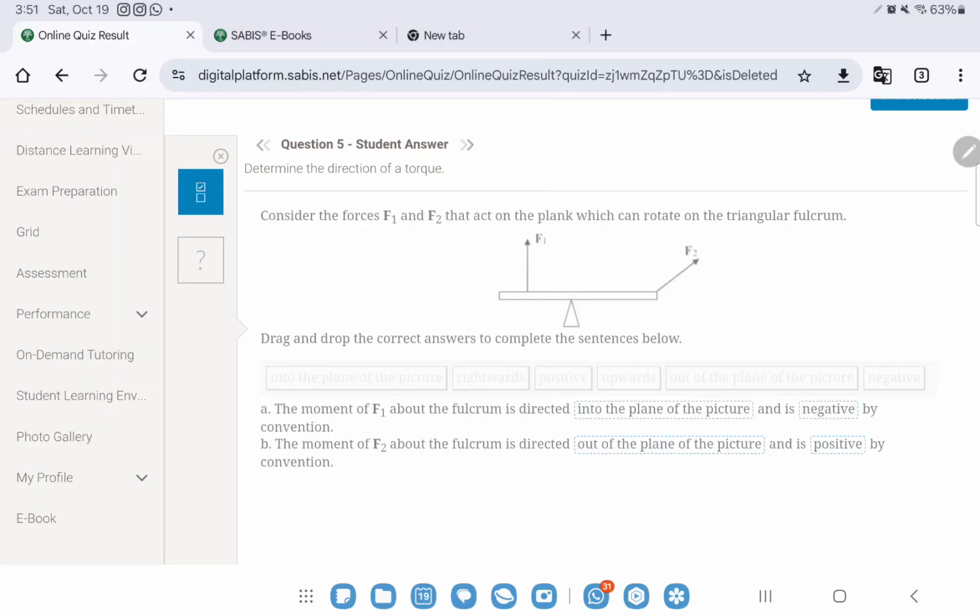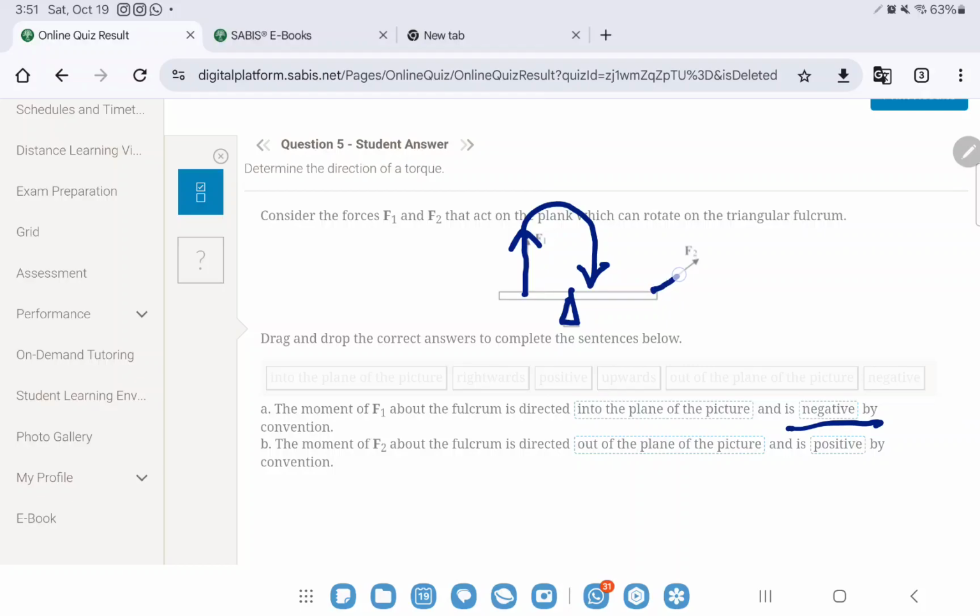Okay, for this question, it's purely the right hand rule. You're going to have to put your hand on the force. Your palm should always face the fulcrum, so the inside of your hand faces the fulcrum. So this is going to go like this, which is clockwise, and it's negative if it's clockwise. And if it's clockwise, it's into the plane of the page.